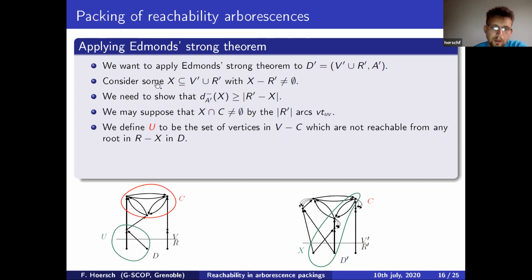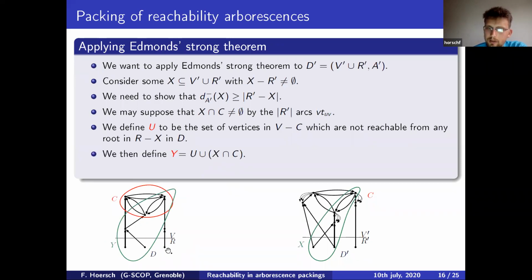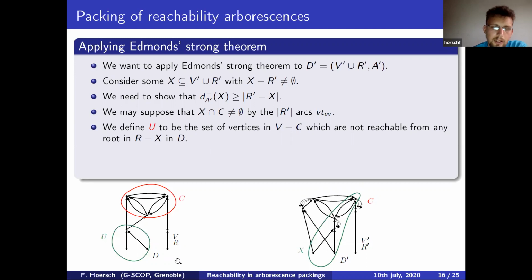So, for example, here, the only root that is not in X is that one here on the right. And these three vertices here are the vertices in V minus C, which are not reachable from this root. And actually, there should be V union R minus C. Yeah, that's a typo. These are the vertices which are not reachable from this one root.